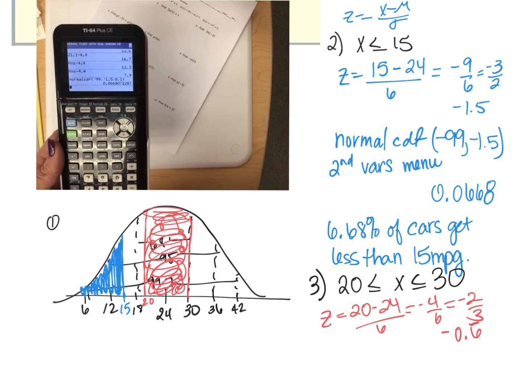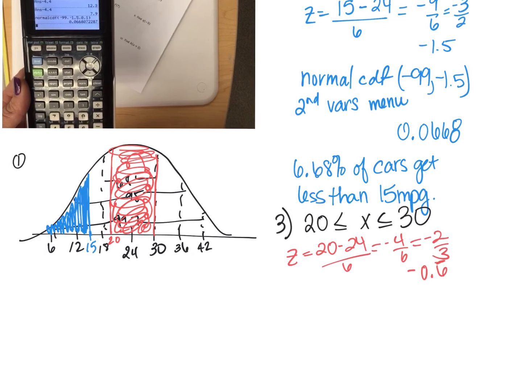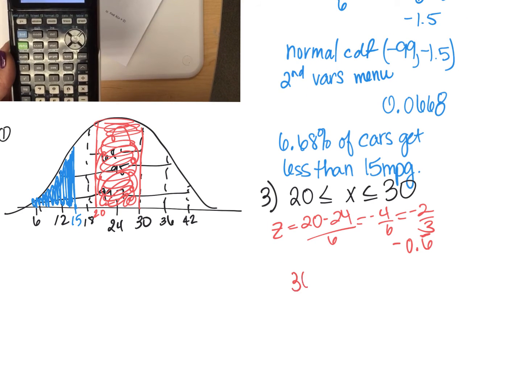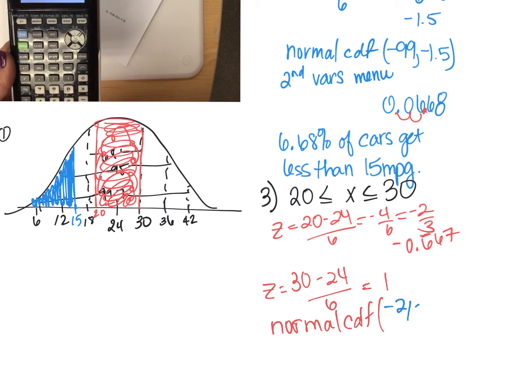But we can just put the fraction into the Normalcdf part. And then 30 is 1, right? Question. Who had a question? We're going to Normalcdf. We're going to put in my lower boundary as negative 2/3 and my upper boundary as 1.